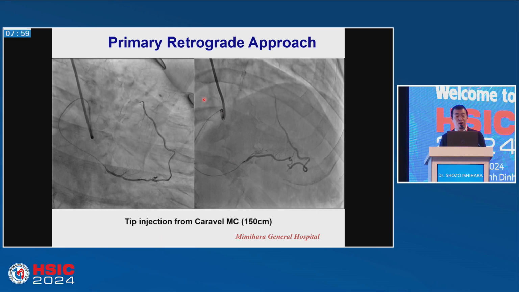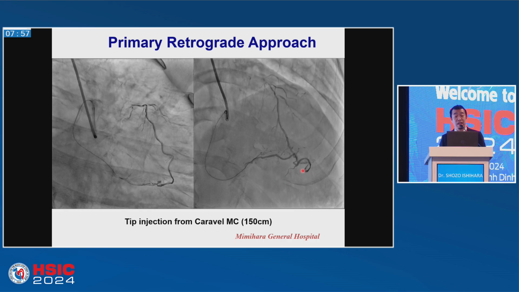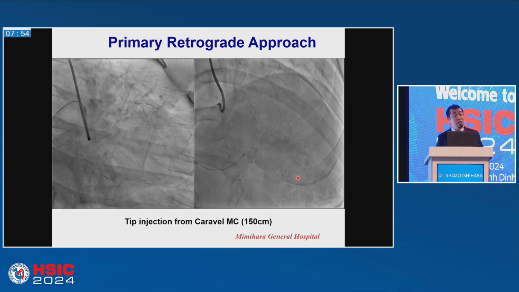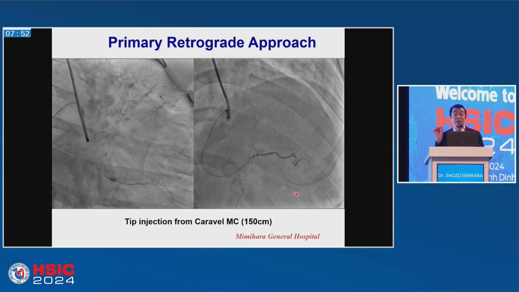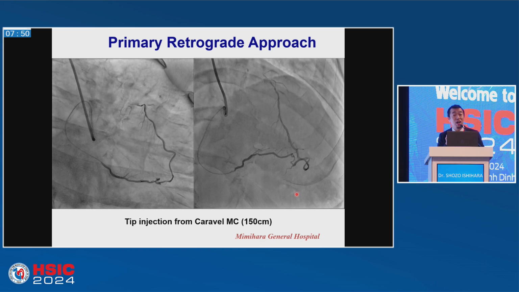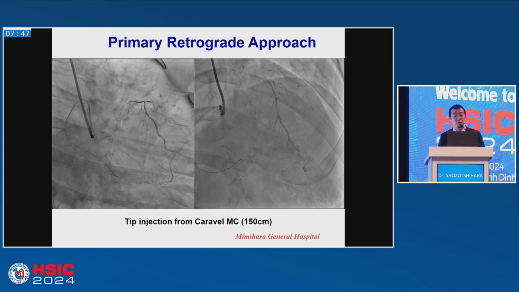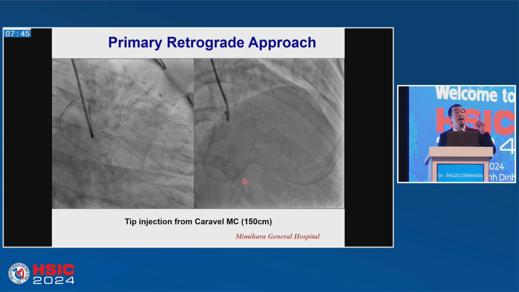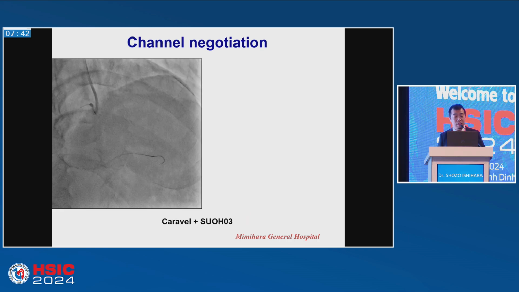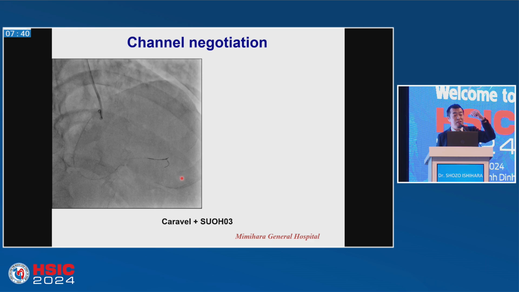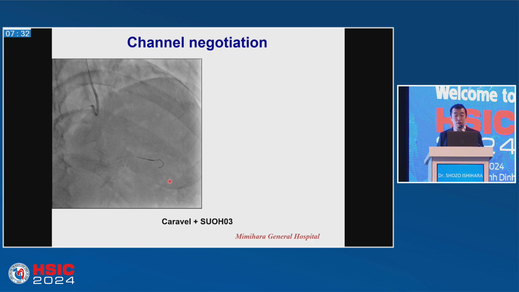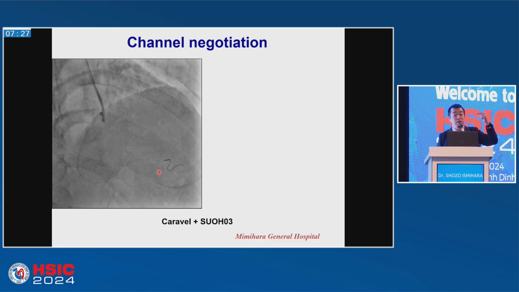So he started from the RCA retrograde approach like this. We can see a good connection, and the vessel size is relatively big enough to cross the wire and also the microcatheter. Using a Caravel microcatheter, he tried to cross this bending part using SION blue, a very soft wire. But we can see the microcatheter moving like this with the patient's heart beating, and the wire is coming here.